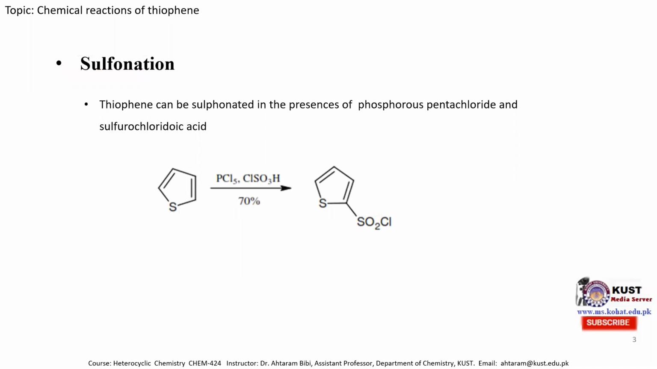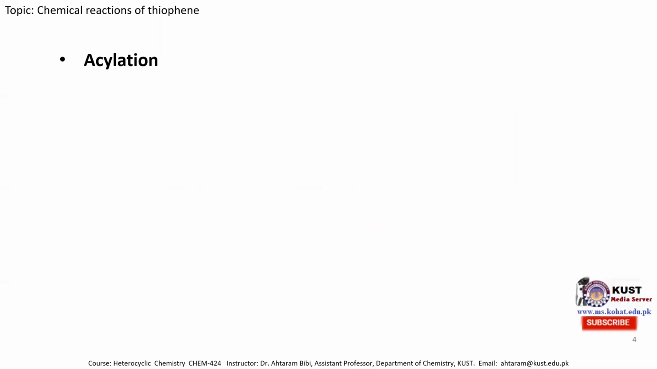Sulfonation. Thiophene can be sulfonated in the presence of phosphorus pentachloride and sulfochloridic acid. Here it is mentioned, phosphorus pentachloride and sulfochloridic acid. In the presence of these two reagents, thiophene undergoes sulfonation, and 70% of this sulfonated thiophene molecule is formed. The second one is acylation.